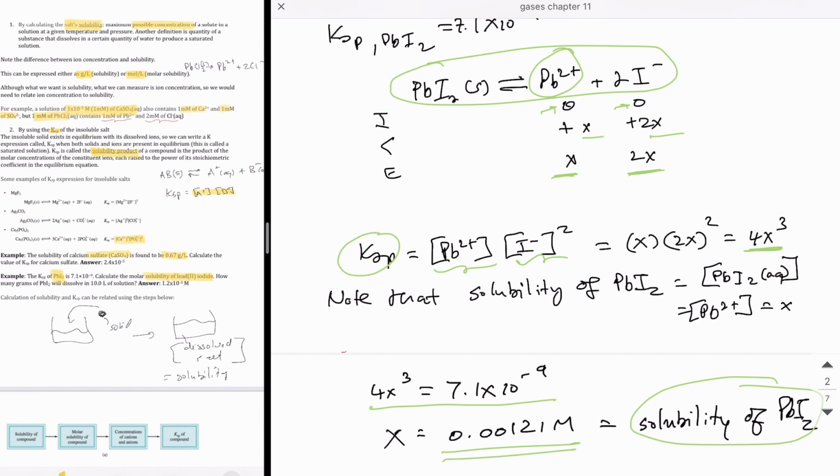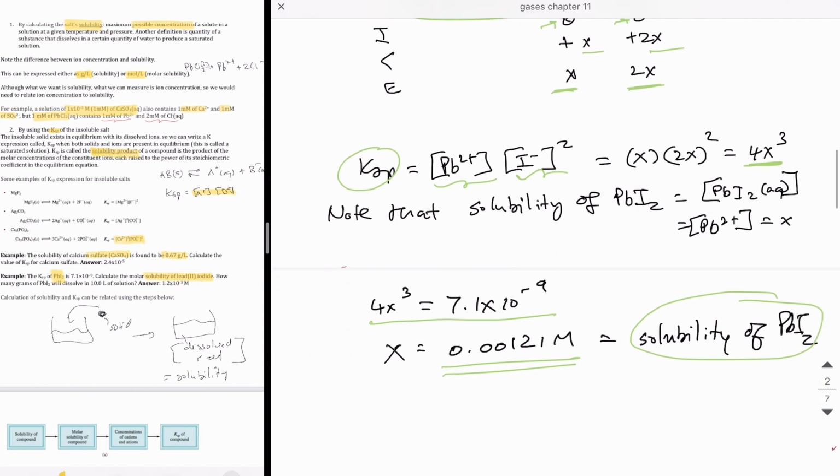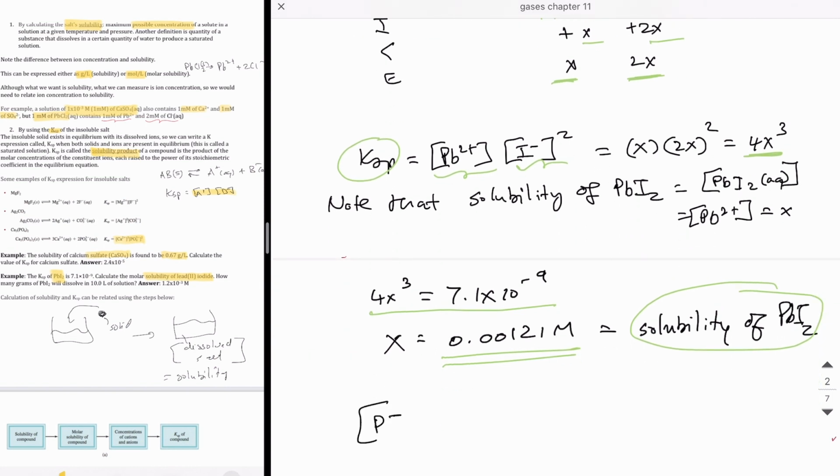Again, why? Because if you think about what solubility is, it's just the concentration of the dissolved salt. So it's this aqueous form of the salt that's dissolved in water before it dissociates. That is solubility. But since it has a one-to-one stoichiometry with the lead ion, it's also the same as the concentration of the lead ion. So that's why once we found that number, that is also the solubility of the lead iodide.